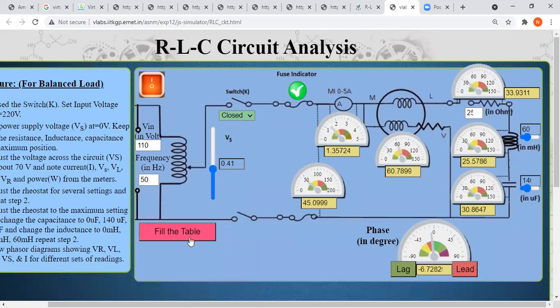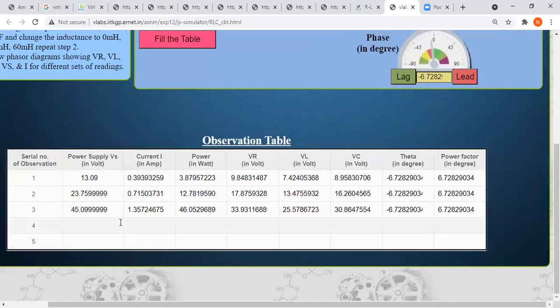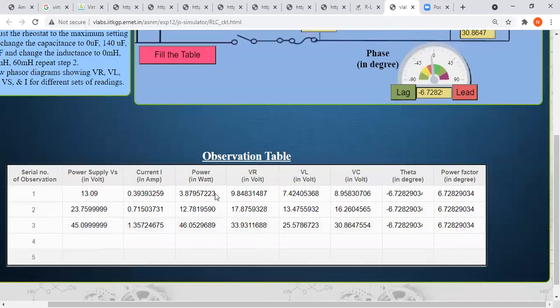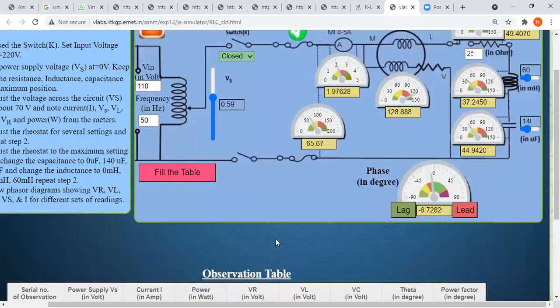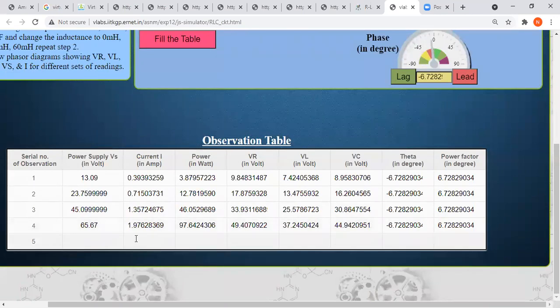The readings correspondingly change. Fill the table. So this is the third entry. So similarly, you have to take the 4-5 readings and do the calculations for power factor, then resistance, then inductance, and then the capacitance. So this is a complete table for this experiment. So this is the fourth entry.